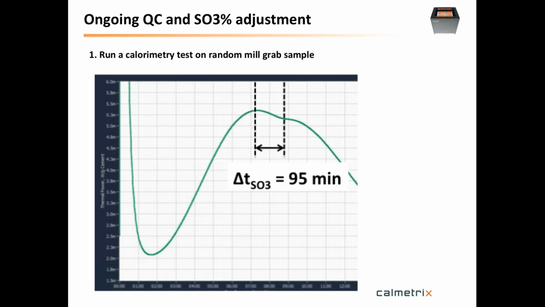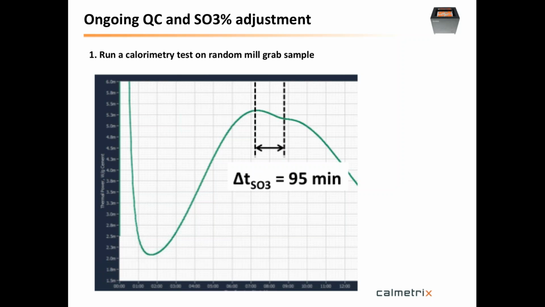In this example, this is another run from a mill grab sample where we exercise the quality control parameter. This cement, as we saw, had an ideal quality control parameter of 120 minutes. That was our target. On a different day, when you take a grab sample out of the mill, you would get a value here of 95 minutes. In this case, we ran the test for 12 hours. You could have stopped at 10 and gotten this result. So here you get 95 minutes where we actually want 120.